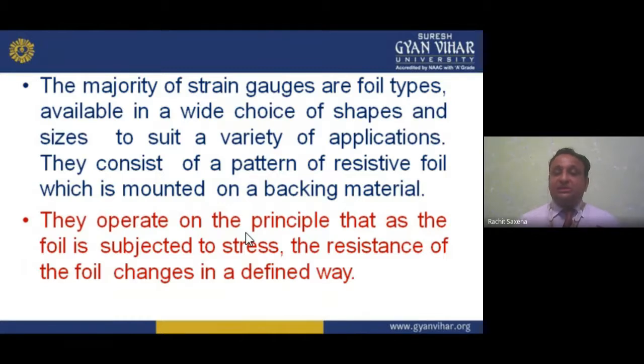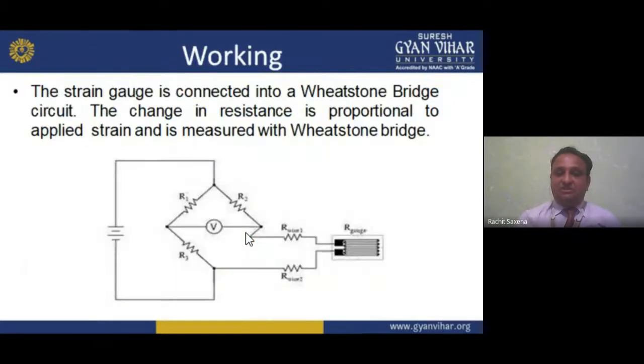The foil is subjected to stress. If I subject the foil to some stress, the resistance of the foil changes in a defined way, which we have already defined. If I stress it, it will move like this, and the resistance varies by some amount. We can identify how much with this strain gauge. Working is very simple. We can measure it with the Wheatstone bridge system.